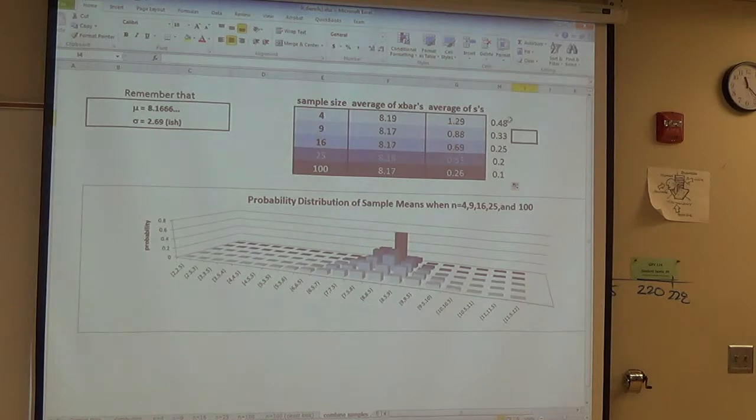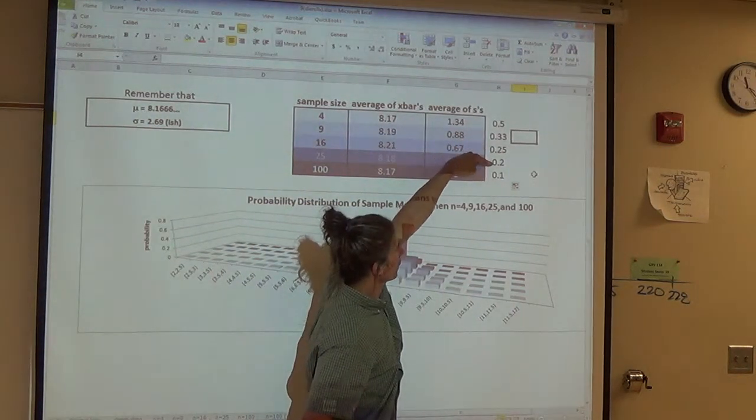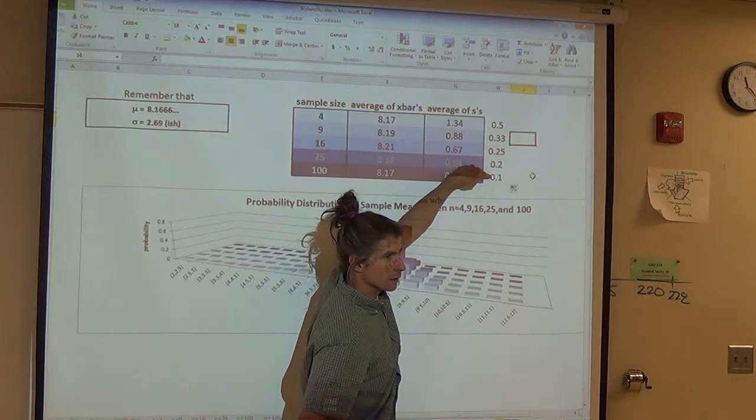So what is this fraction right here hovering around? We just said about a half. What's this number hovering around right here? 0.33 is about a third, isn't it? What's this one hovering around? A fourth. What's this one? A fifth. What's this one? Careful! It's tempting to go to 6, but it's actually a 10. A half, a third, a fourth, a fifth, a 10th.